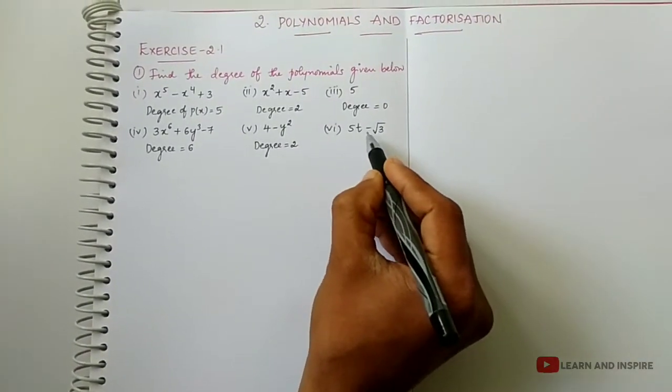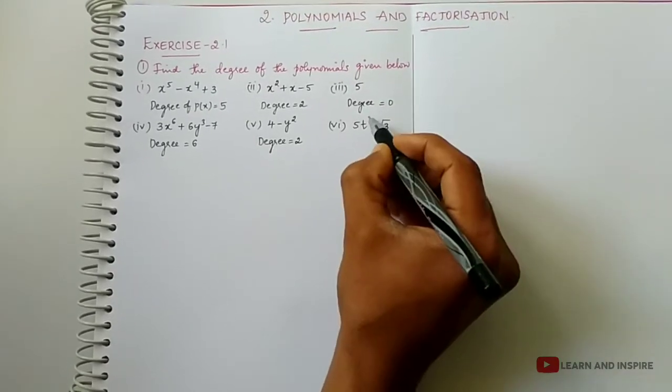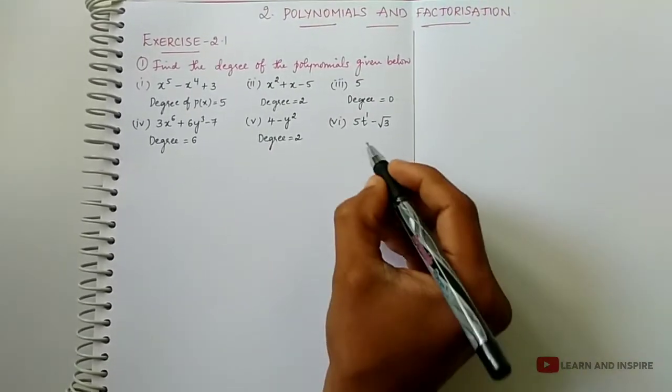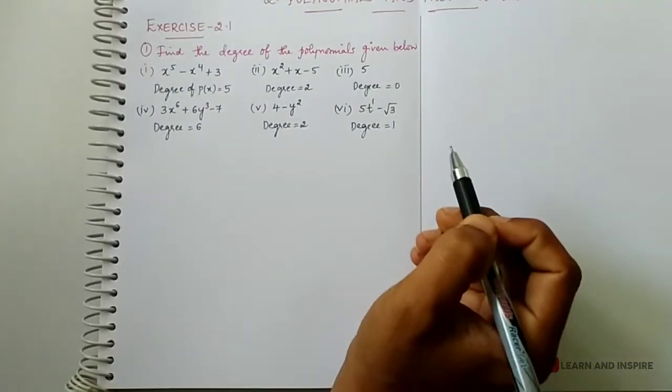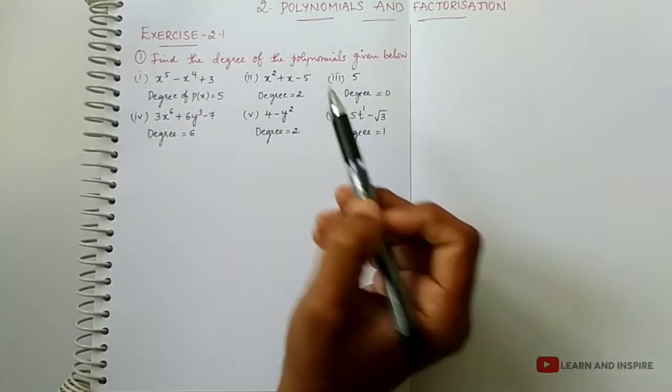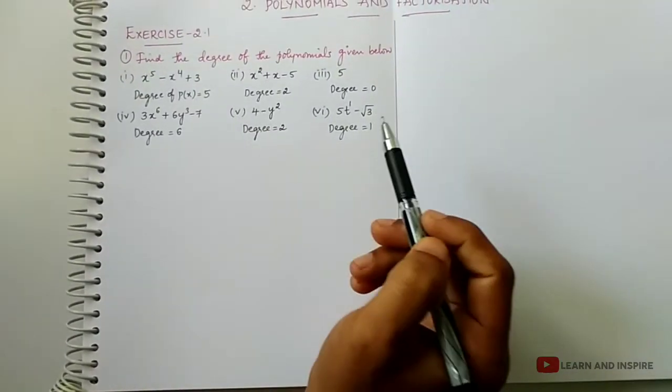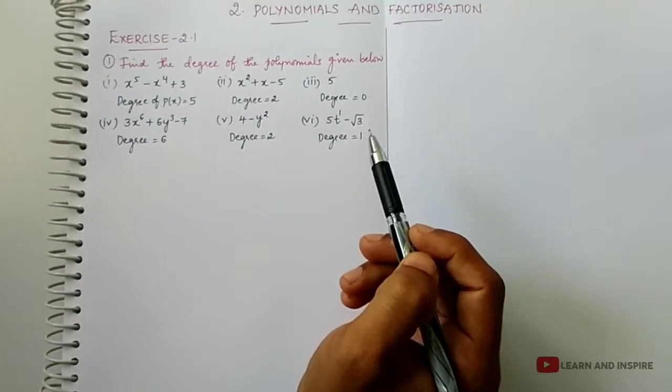Sixth one, 5t minus root 3. What is the highest degree? Here the degree is 1, so we write degree is equal to 1. Understood? That is how to find the degree of the given polynomials. So let's move on to the next question.